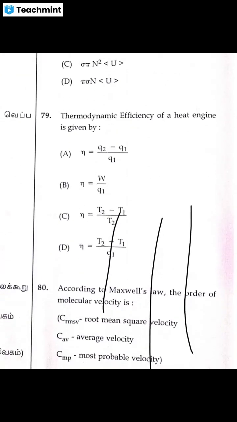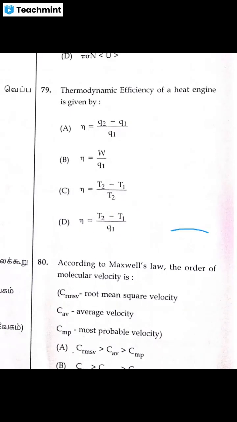efficiency of the heat engine, that is efficiency which is equal to work done by the heat content. Okay, this is the option.